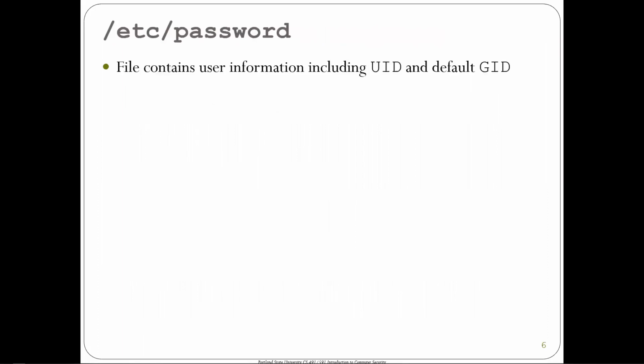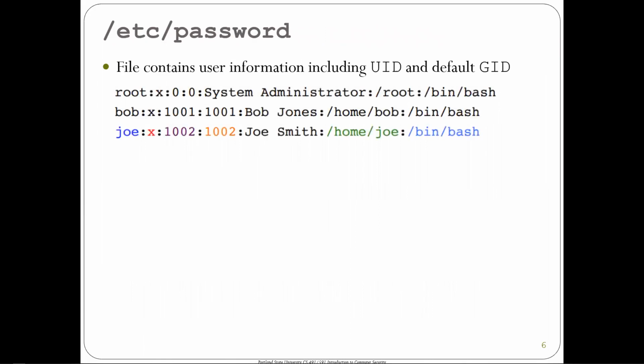The information about UIDs is specified in a file on the system called /etc/passwd. In /etc, all the system configuration stuff is in that directory. /etc/passwd is a file that contains all the UIDs and default GIDs for all the users on the system. This is what it looks like.